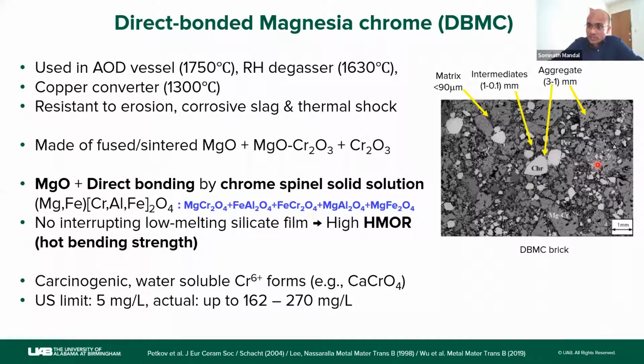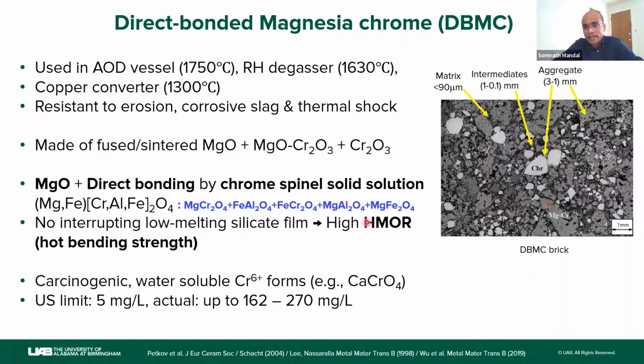Now, what you see here is that refractories are very heterogeneous. There are large particles called aggregates, which can go up to 3 millimeters in size. Then there are small powders, which form the matrix, which bonds the aggregates together. And then you have intermediate sized particles. Roughly the aggregates are 30 to 40 weight%, the matrix is 30 to 40 weight%, and the rest is intermediates.